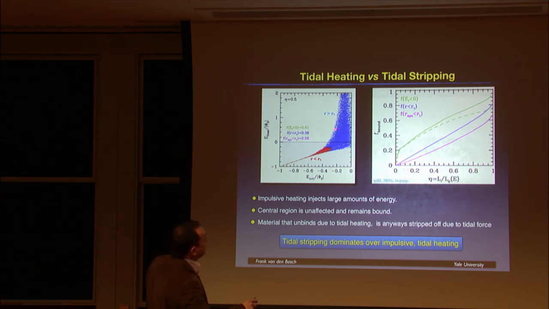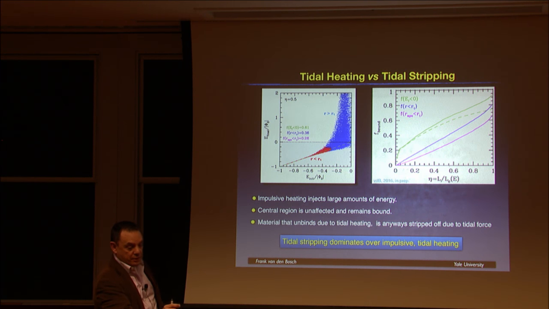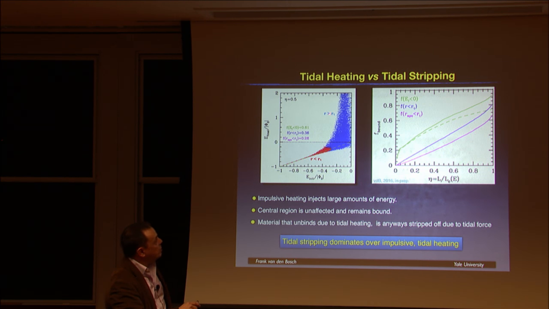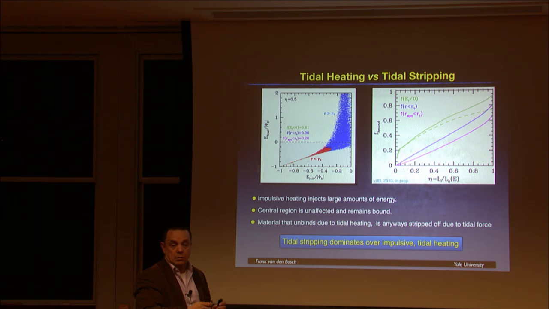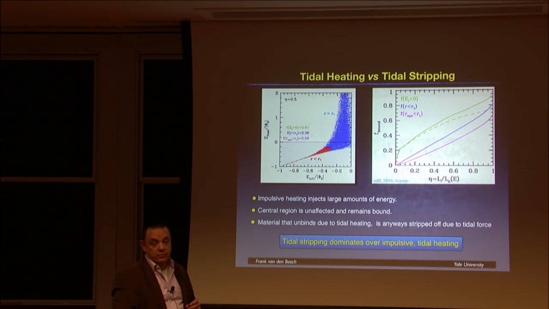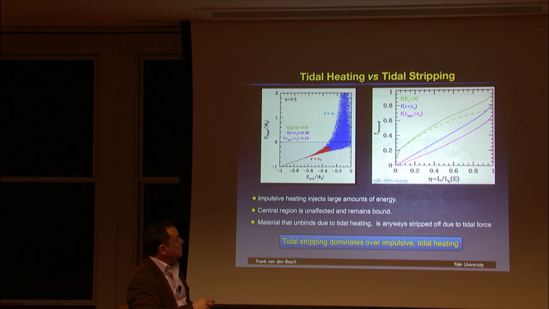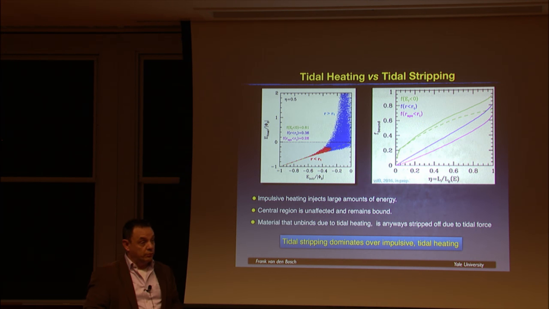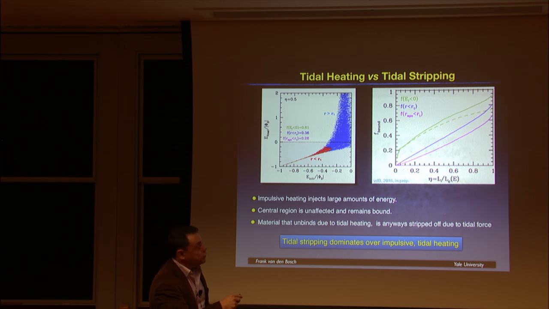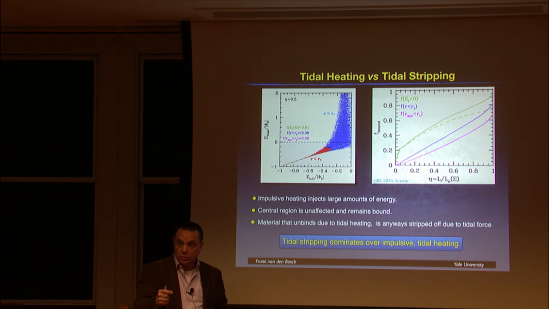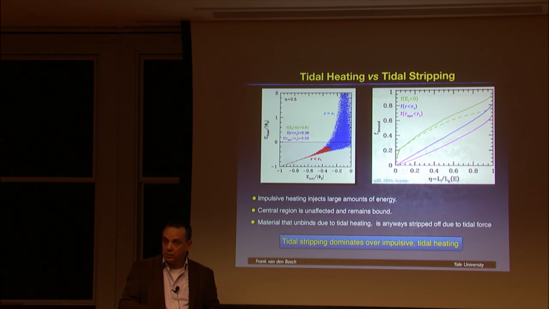And then what I did is I color-coded them according to where they are at pericentric passage. Are they outside the tidal radius or inside the tidal radius? And you see that all these particles that get stripped off because of the energy that is dumped in lie outside of the tidal radius. Even if I did not put in any energy, these particles would anyway be stripped off. In fact, there would be more particles stripped off just because of the tidal field than because of tidal heating.